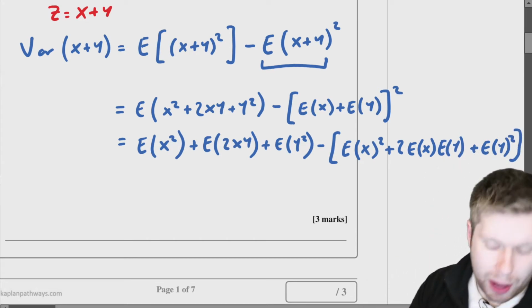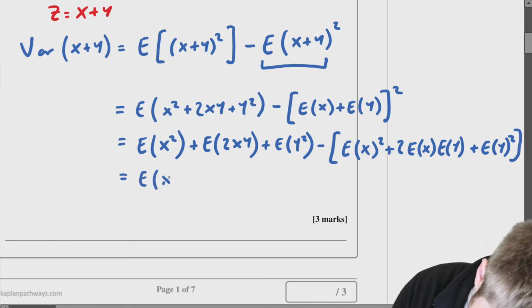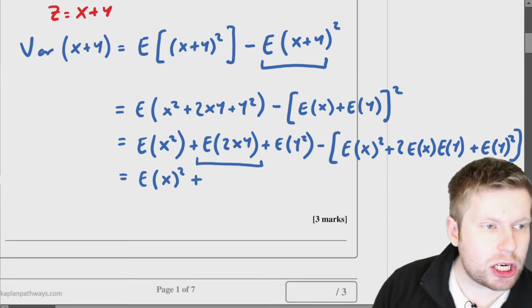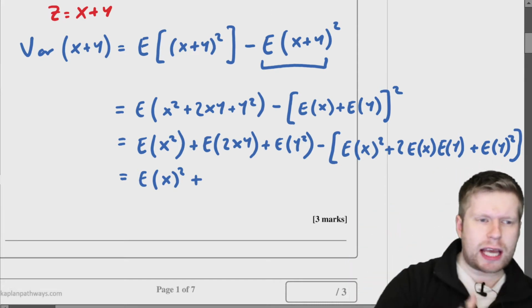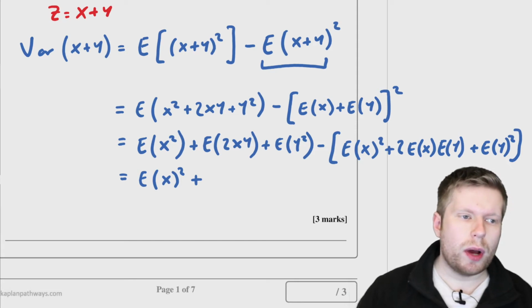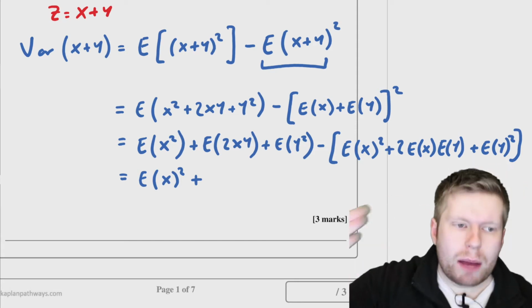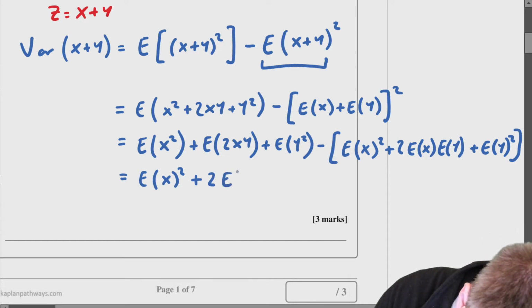So let's have a little think about this. I've got the expectation of x squared. I can't really do much with that. I've got this term, which is the expectation of 2xy. Just using expectation algebra, if I had the expectation of a constant times a random variable, then that should just be that constant times the expectation of the random variable. So in other words, this should just be 2 times the expectation of xy.